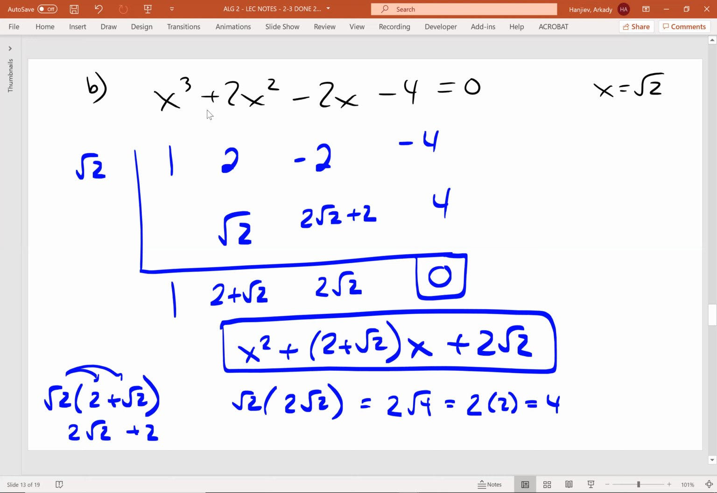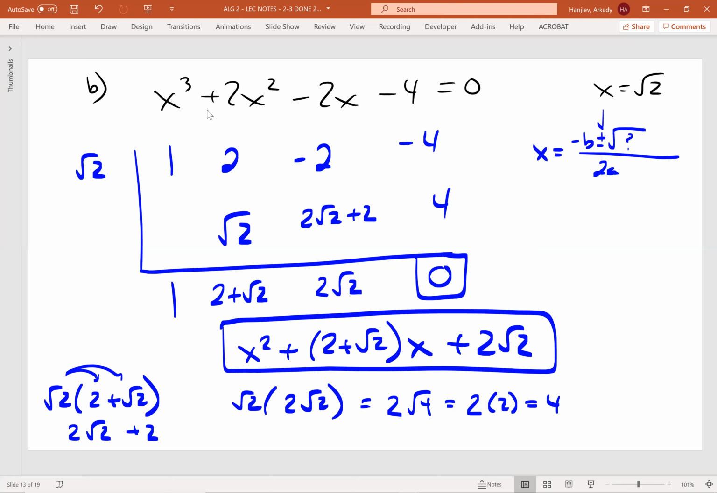Okay, so now let's do some thinking here. Do you guys remember the quadratic formula? It is negative b plus or minus the square root of all the stuff inside here, all over 2a.